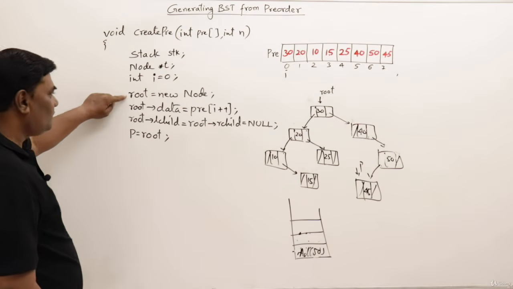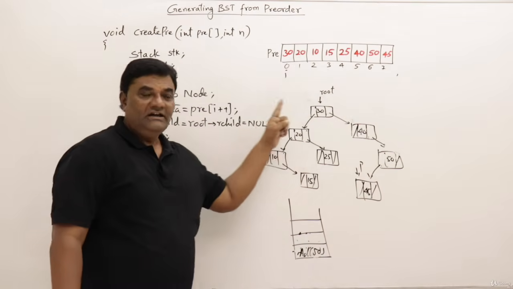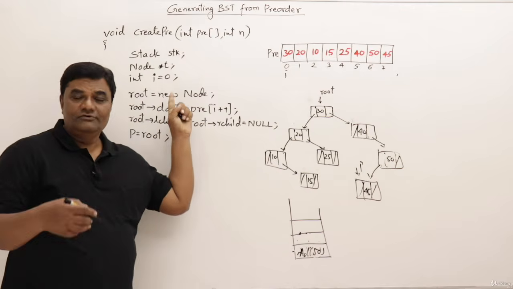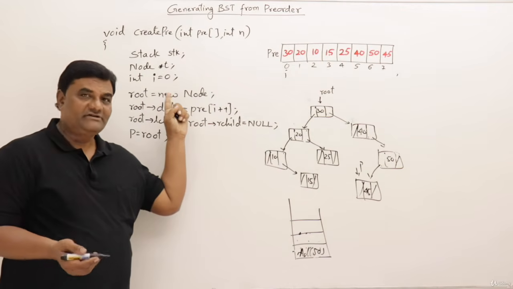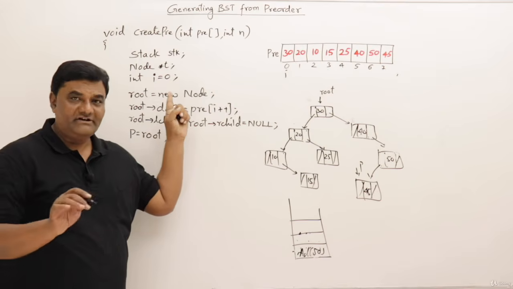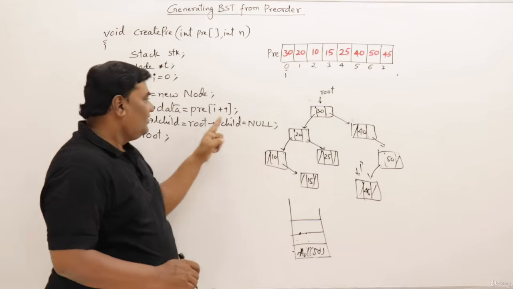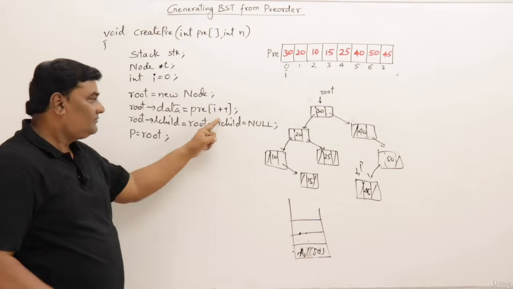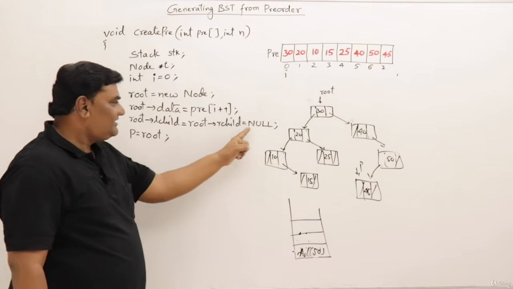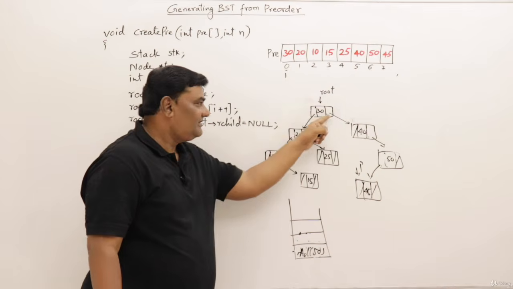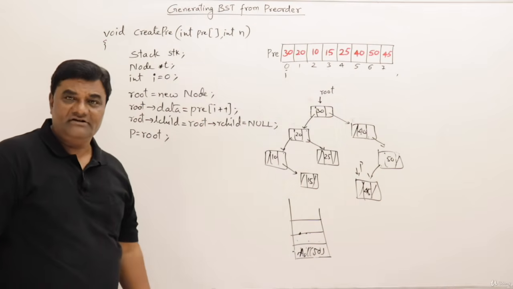Yeah, here I have created root. This is the first root node, and I am using the new operator here. We can use the malloc function also, right? Sometimes I write new or malloc, whichever it is. Then set the data from the array pre, and move i to the next element. Then set left child and right child both to null. This also null, that also null. That was the first thing we have done.